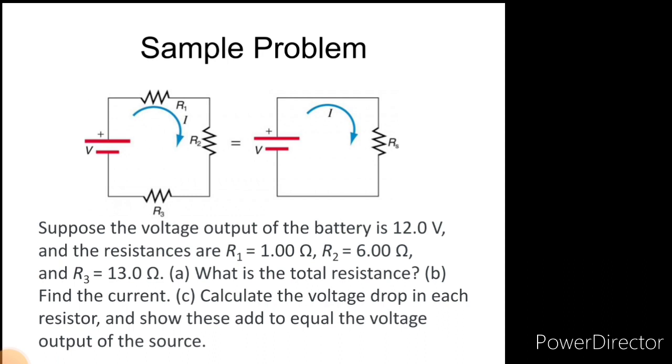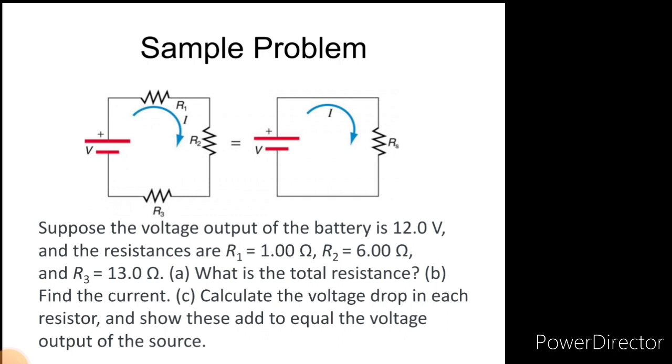Next, calculate the voltage drop in each resistor and show this add to equal to the voltage output of the source. Okay, so gaya ng sabi natin dati, pare-pareho ang current natin sa series. Okay, pero magkakaiba ang voltage sa bawat resistor. Okay, at pag pinag-add natin yung voltage dito, dito at dito, dapat mag-total siya dun sa total voltage ng ating source or yung ating battery. Okay, so yan ang ipapakita natin.